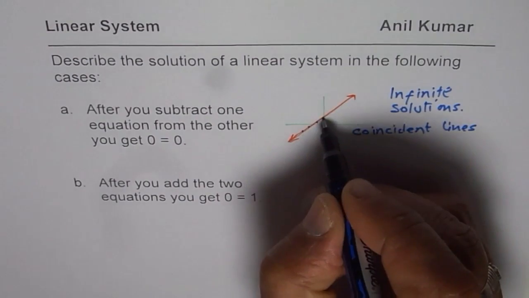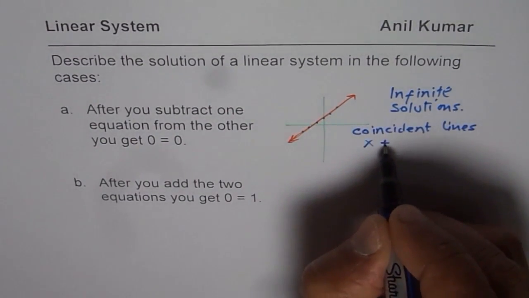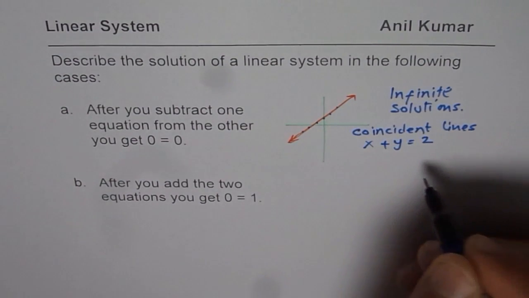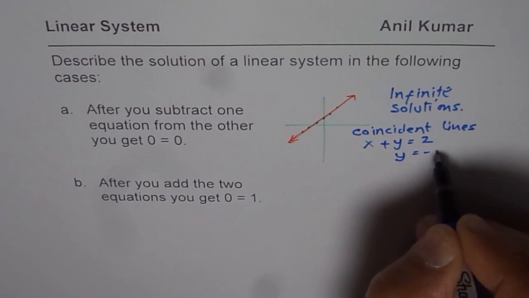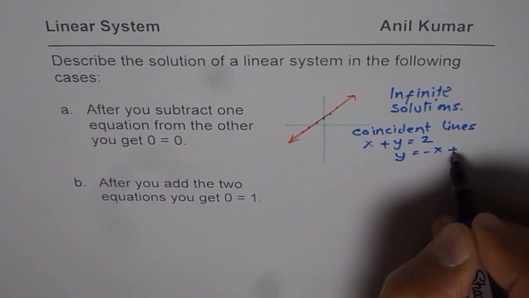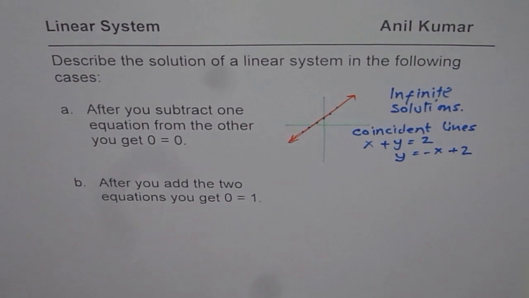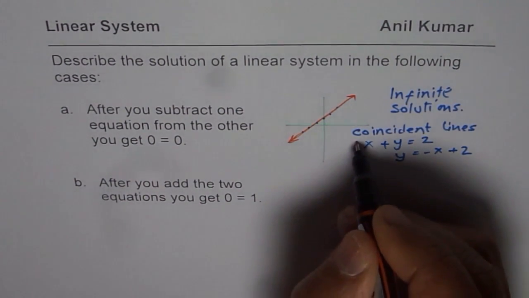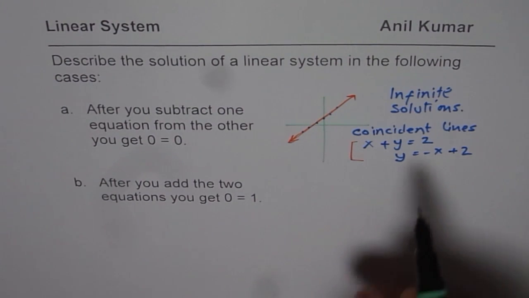Do you see that? Both lines are overlapping. So the case could be x plus y equals 2, and the other equation could be y equals minus x plus 2, right? Or an equivalent of one of these equations, correct? That system will give you 0 equals 0 when you solve, and that really means we are working with coincident lines. So that is the case.